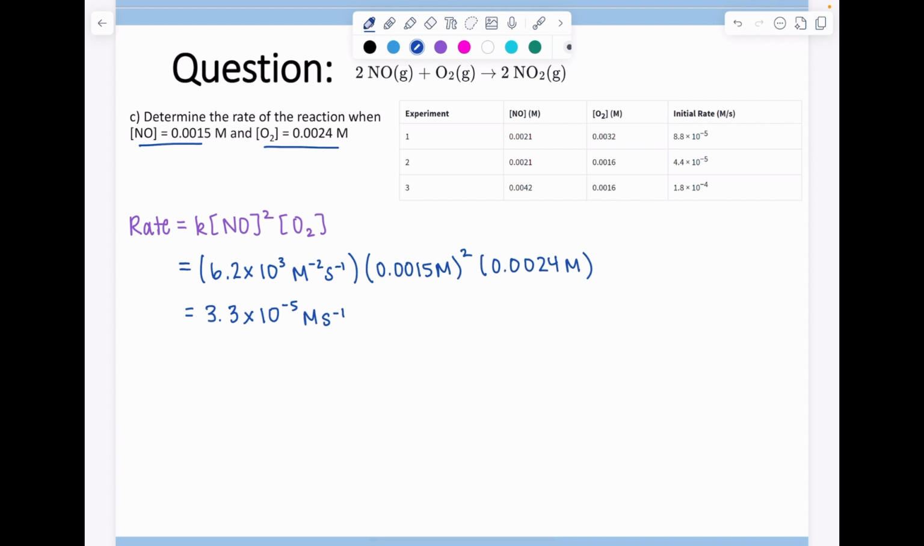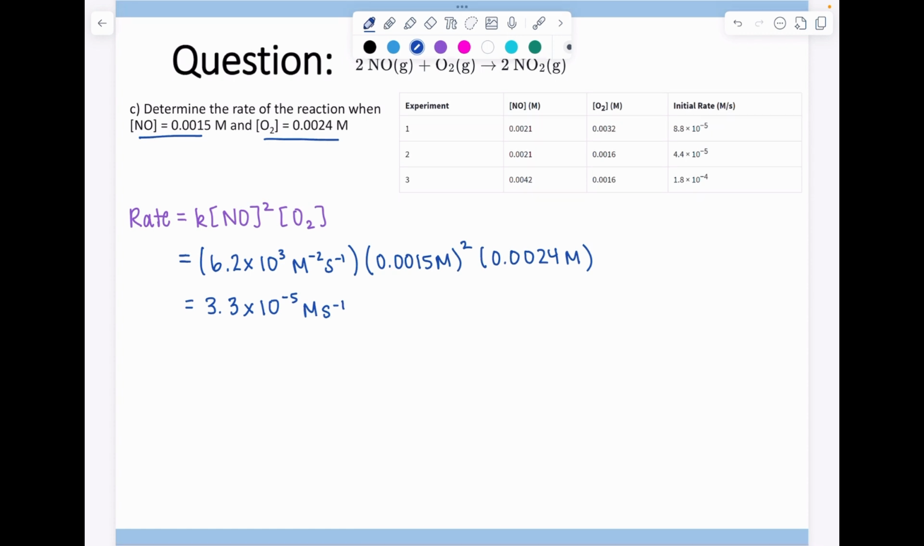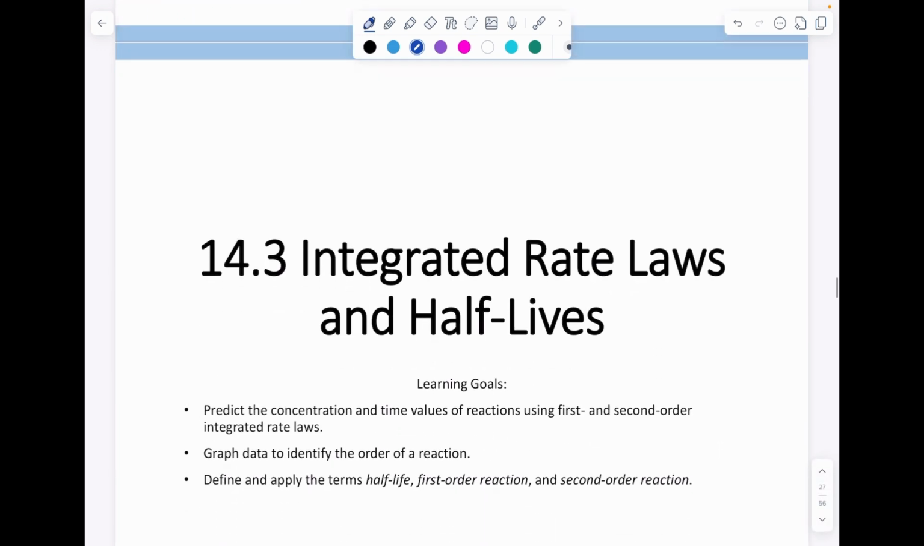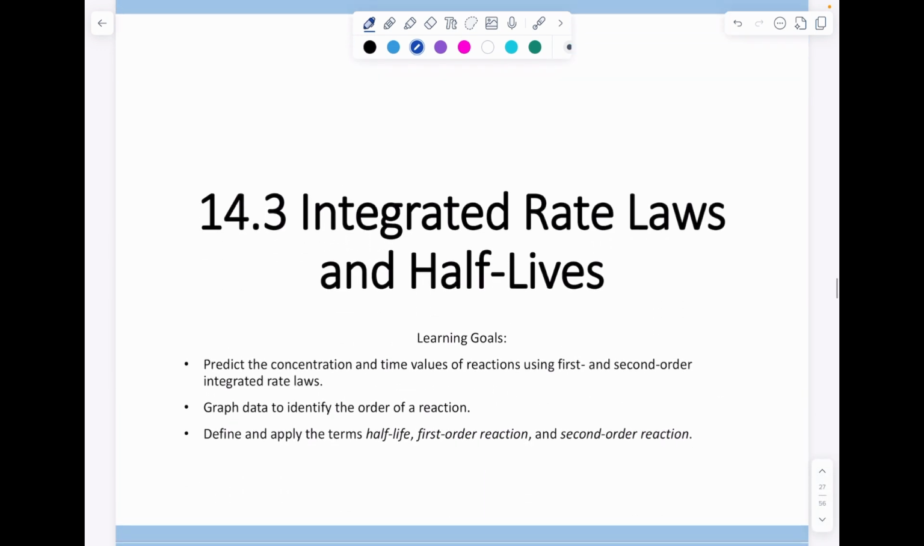Okay, so that concludes this learning check. So now that we've discussed how to find a rate law, this is useful when you have K or you have concentrations or you have this experimental data. We're going to move to integrated rate laws, which is another form of the rate law, so another equation that is used to predict concentration and time values of a reaction given these rate laws.